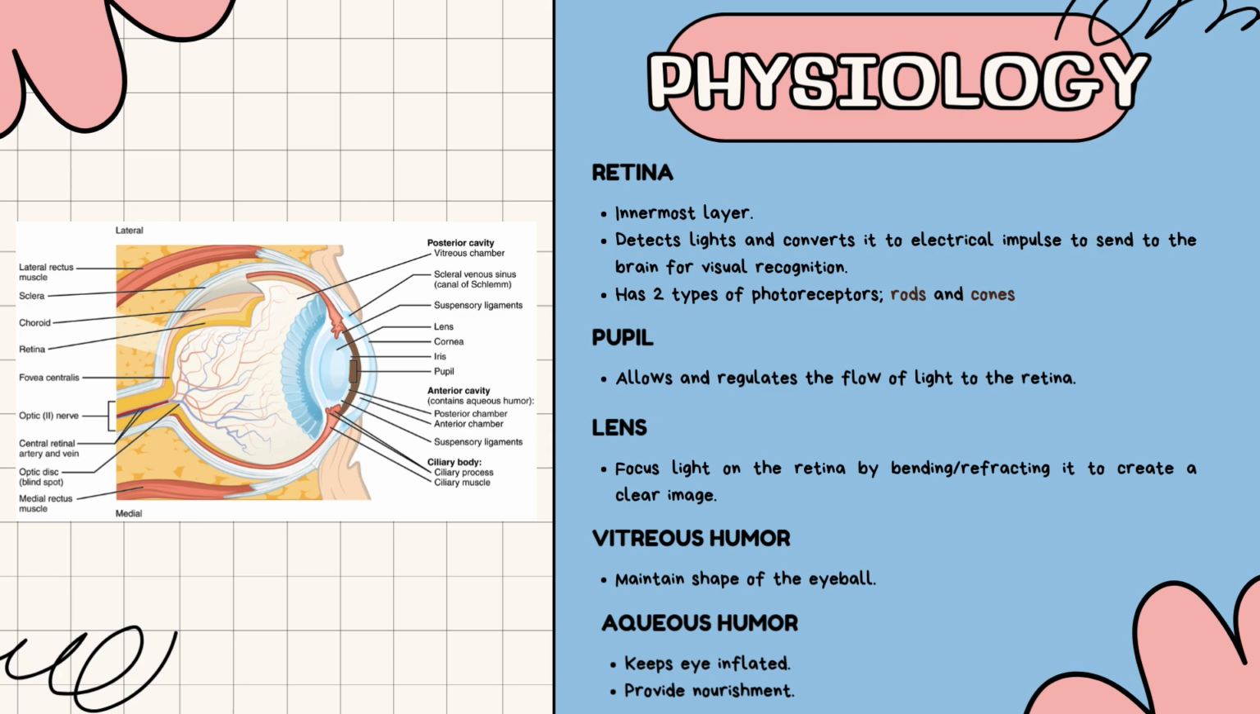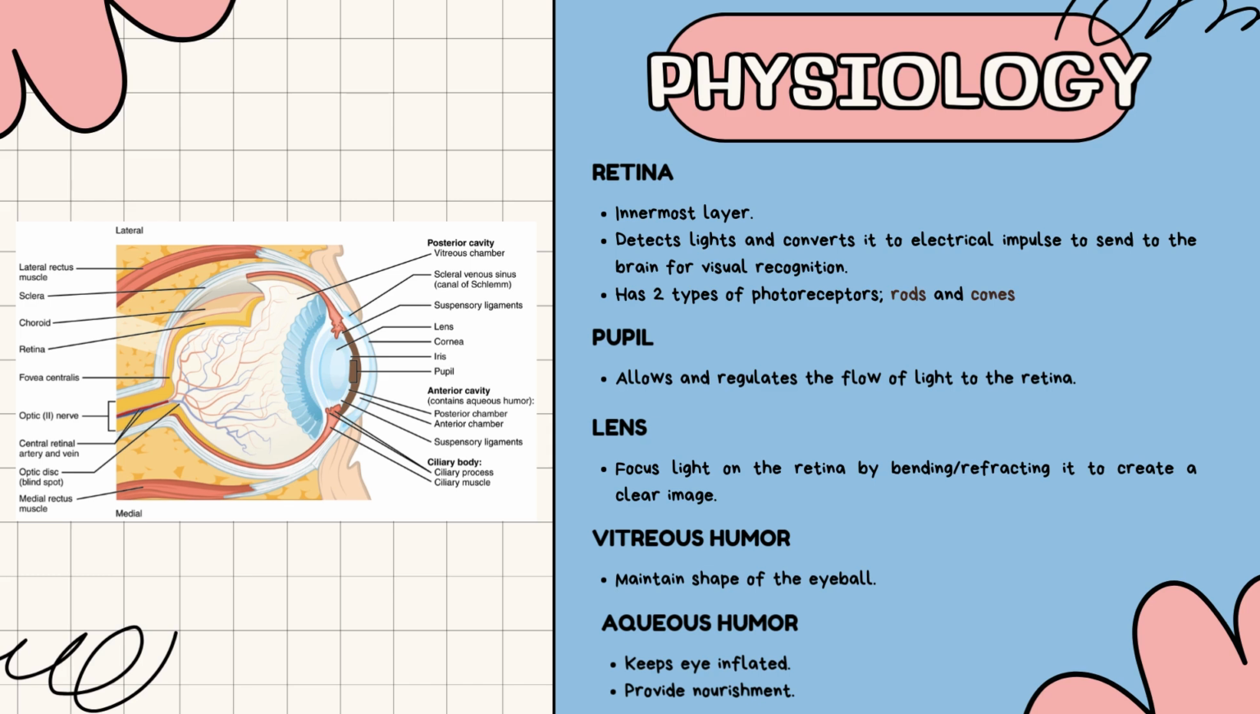For the anterior part of the eye, there are the pupil, lens, and aqueous humor. The pupil allows and regulates the flow of light to the retina, and the lens helps to focus light on the retina by bending or refracting it to create a clear image. The aqueous humor keeps the eye inflated and provides nourishment.